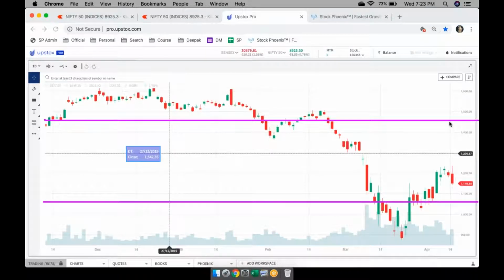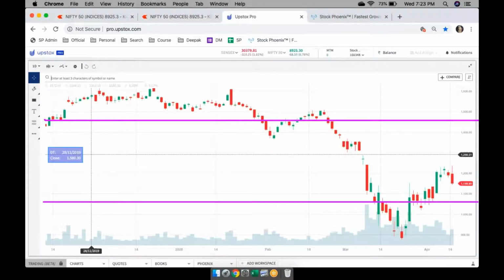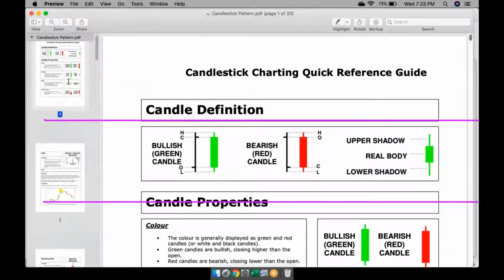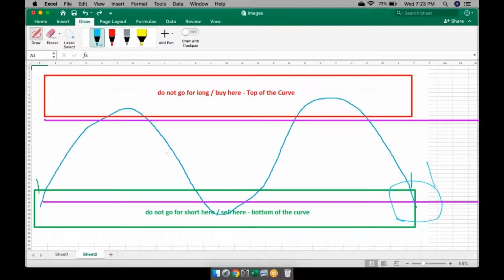Draw in the middle, draw 3 lines, 2 lines in the chart. Consider the above one as the top of the curve, the below one as the bottom of the curve, and the middle as the middle of the curve. See, the chart should be like this. Very simple. The line should be like this. The box should be like this.